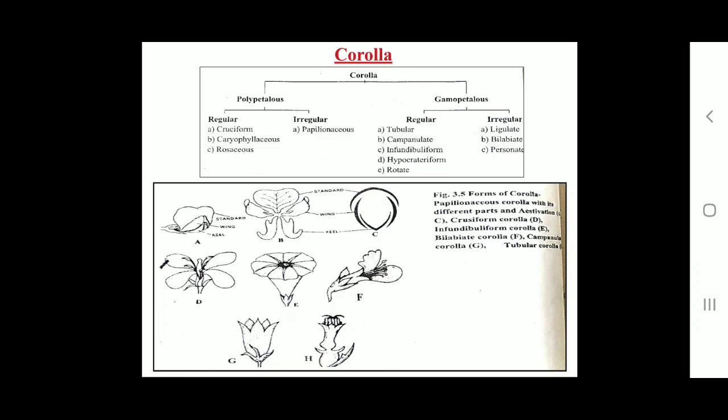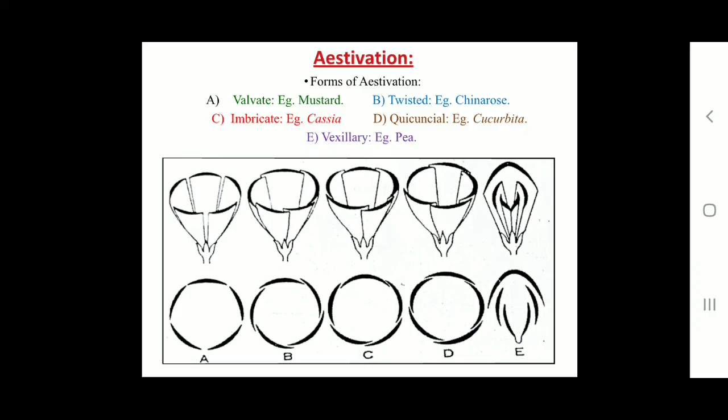Fourth type, that is quincuncial type of aestivation. It is a special type of imbricate aestivation. In this, 2 petals are external, 2 are internal, and in only one petal, one margin is overlapped and the other is overlapping. Example Cucurbita, Ranunculus.